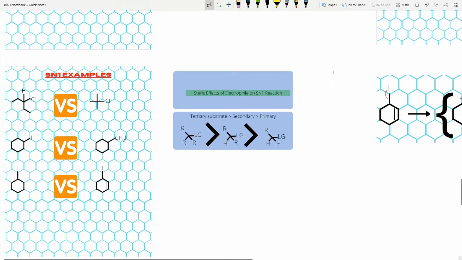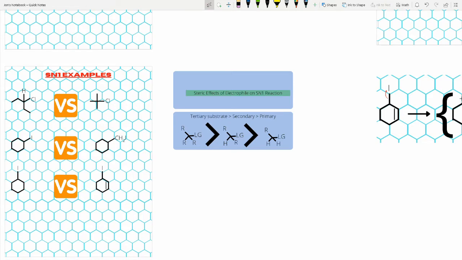In the second example, we have a secondary substrate. As you can see right here, this is bonded to 2 carbons versus this one right here on the right is only bonded to 1. So again, we have a secondary substrate over a primary substrate, so the compound on the left will undergo an SN1 reaction faster.